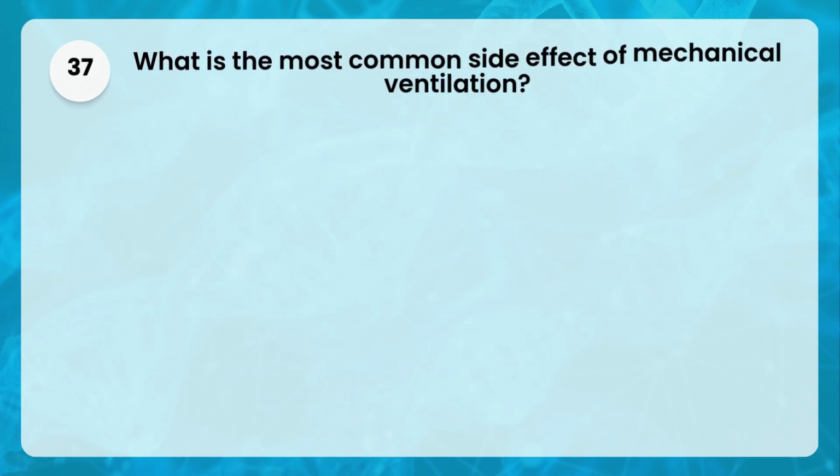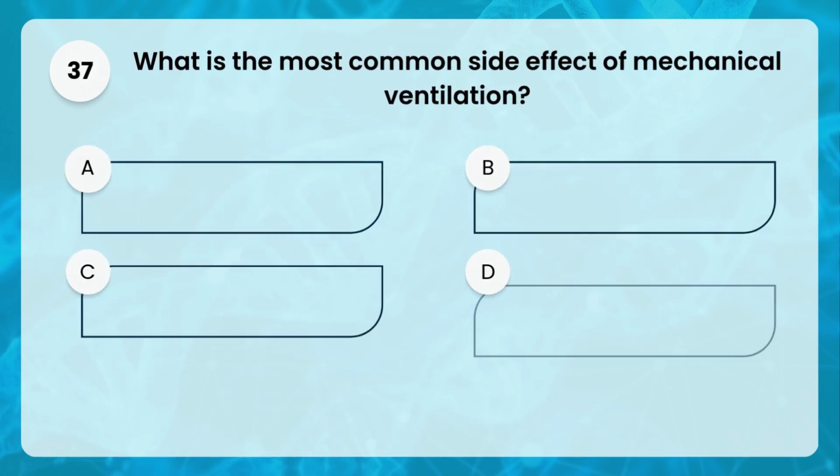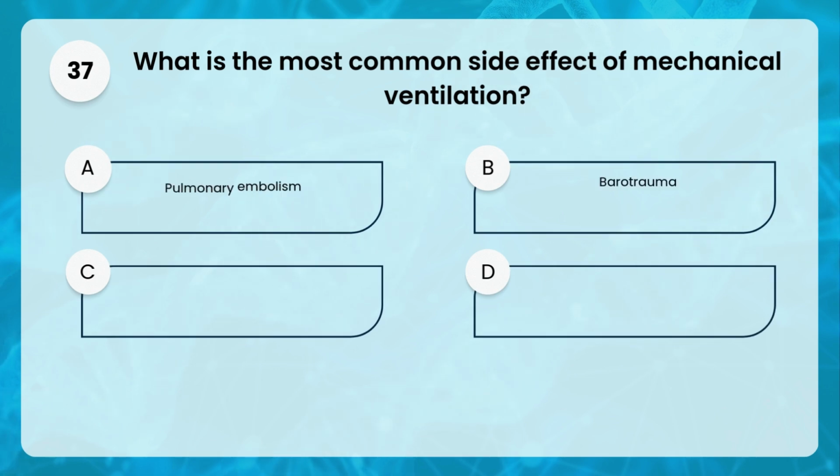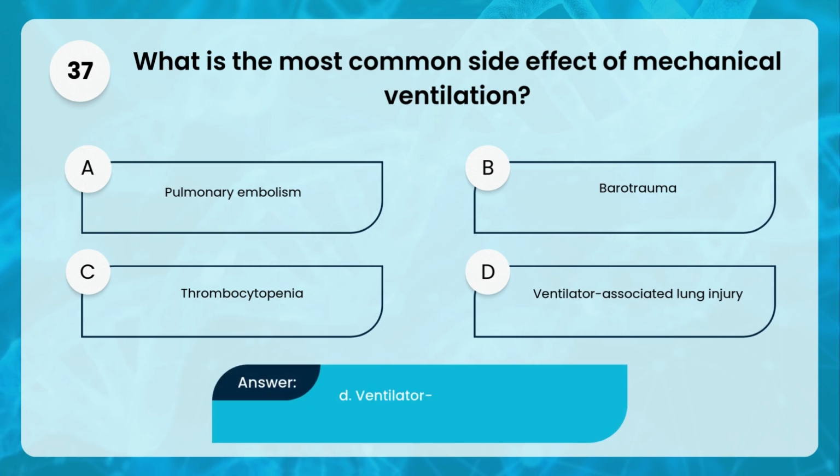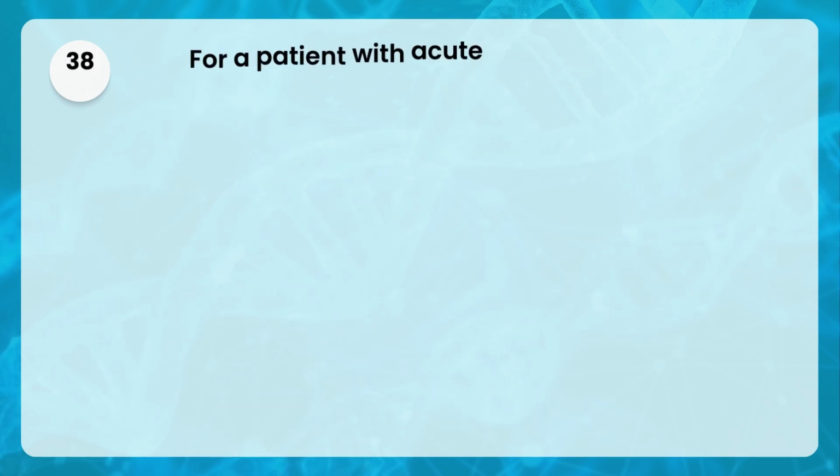37. What is the most common side effect of mechanical ventilation? A. Pulmonary embolism, B. Barotrauma, C. Thrombocytopenia, or D. Ventilator-associated lung injury. The answer is D. Ventilator-associated lung injury. 38.